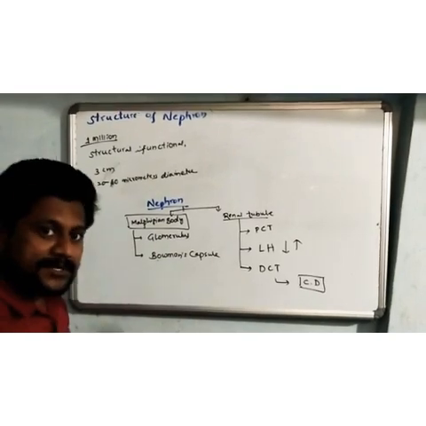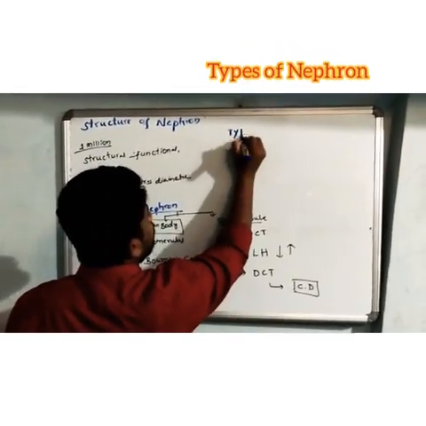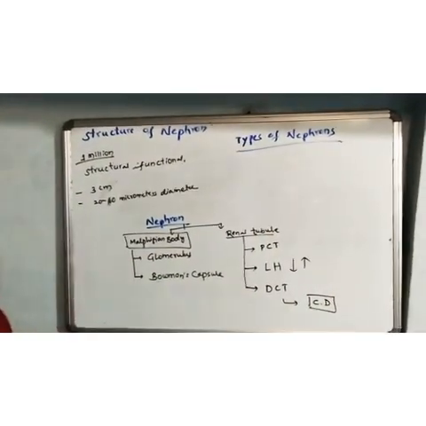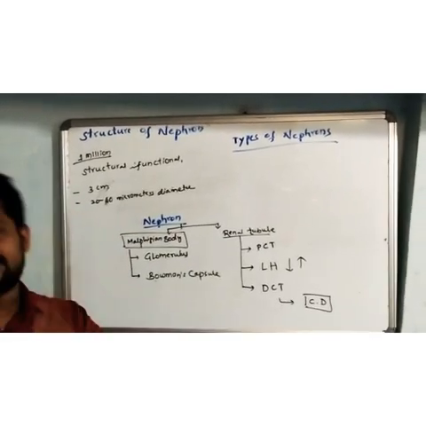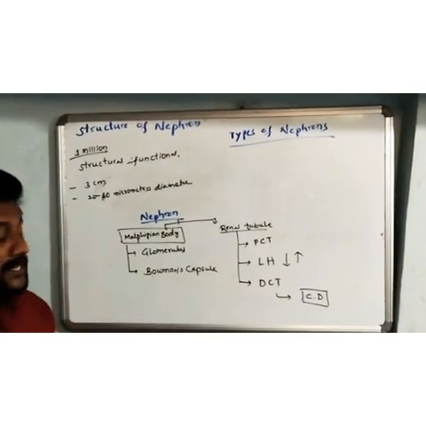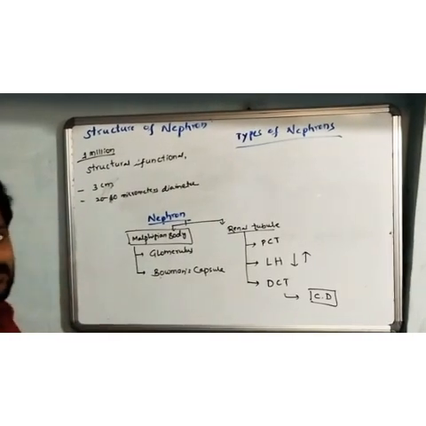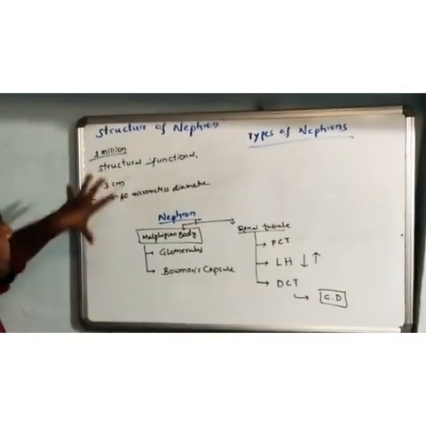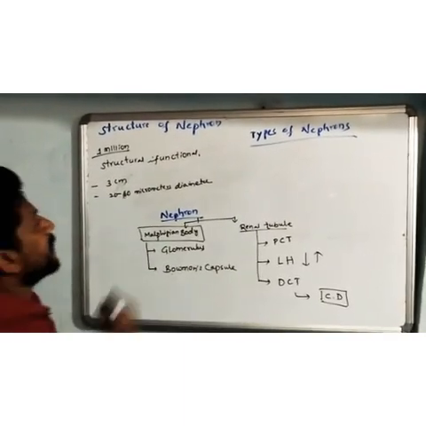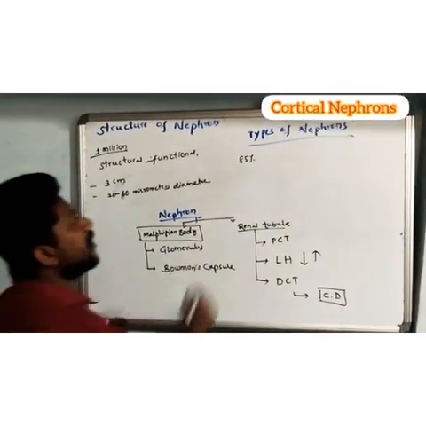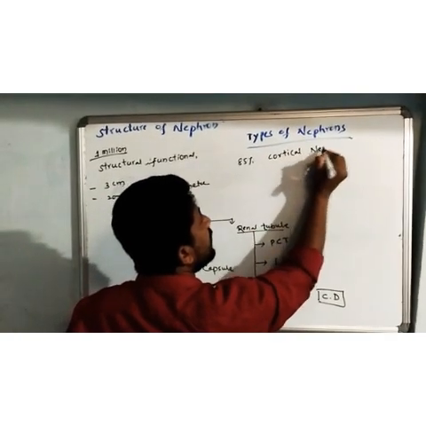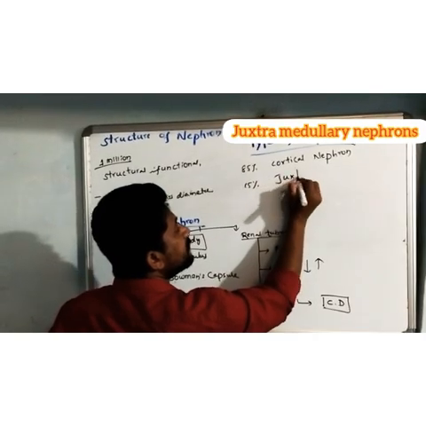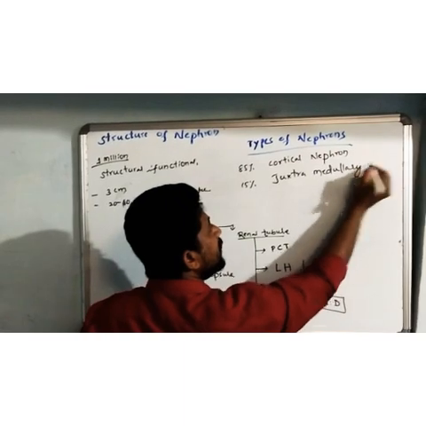Okay, let's see the types of nephrons. We know that each kidney consists of nearly 1 million microscopic nephrons, so our two kidneys have approximately 2 million nephrons. Of the 1 million nephrons in each kidney, 85% are cortical nephrons and the remaining 15% are juxtamedullary nephrons.